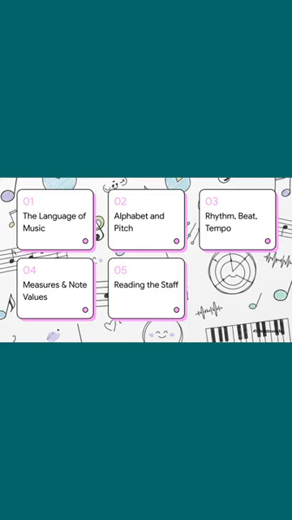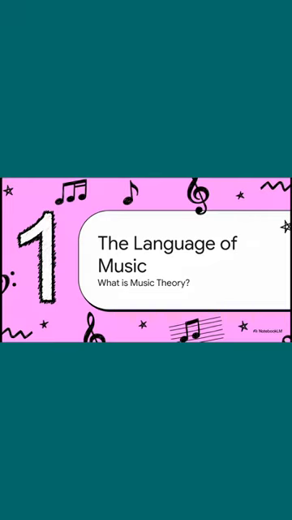First, the language of music, then alphabet and pitch, followed by rhythm, beat, and tempo. Then we'll hit measures and note values and wrap it all up with reading the staff. All right, let's kick things off with Section 1, the language of music.